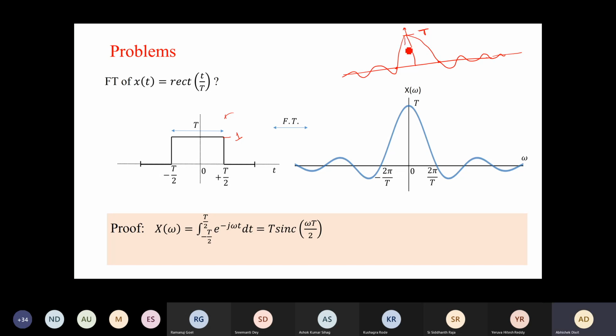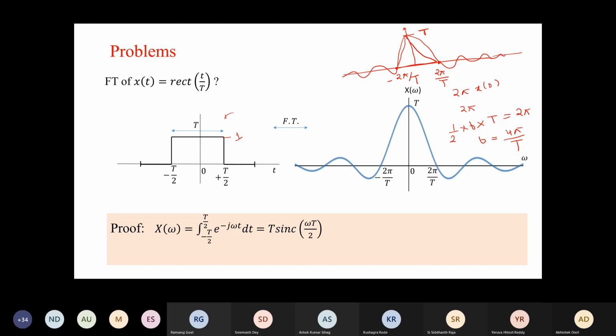So if you can create a triangle, the area of this triangle has to be 2 pi, right? Because this is 2 pi x0. So the area of the sinc function should be 2 pi x0, and the area of the sinc function is nothing but the area of the triangle. X0 is 1, so the area of the triangle has to be 2 pi. And half into base into height, where height is T, is 2 pi. So base has to be 4 pi by T, and sinc is a symmetric function. So this point has to be 2 pi by T, and this point has to be minus 2 pi by T.